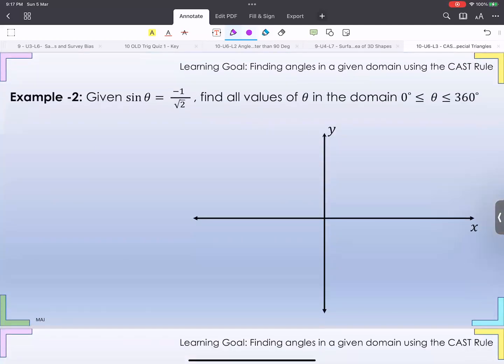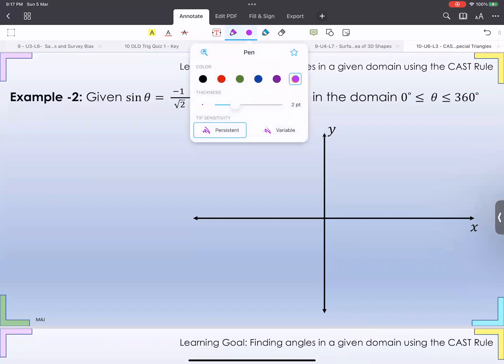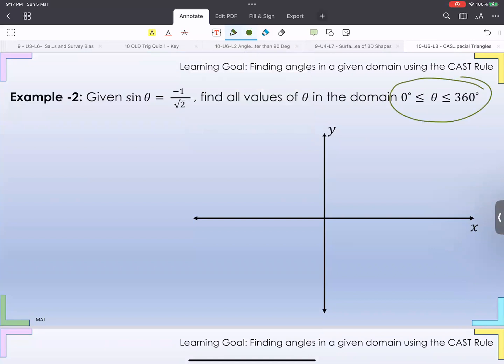Given that sine theta is negative 1 over root 2, find all values in the domain between 0 and 360. Now, what do we mean by the domain between 0 and 360? I haven't really spent time talking about that in the last question. So anywhere from 0 degrees, this is 90 degrees, 180 degrees, 270 degrees, and 360 degrees, right? So that's the full domain. So everywhere in the circle, what are the possible values? So that's what we mean by the domain of 0 to 360.